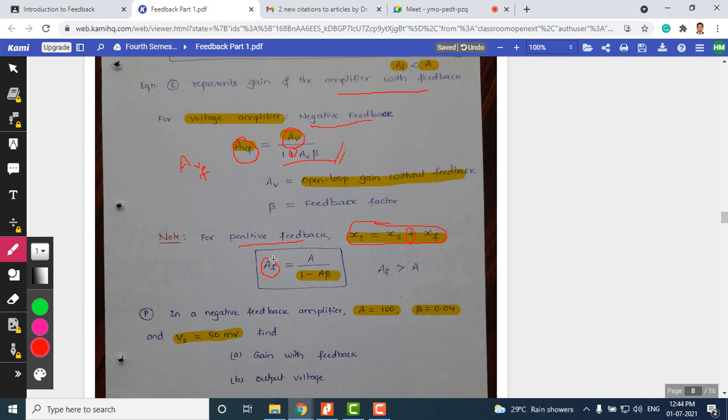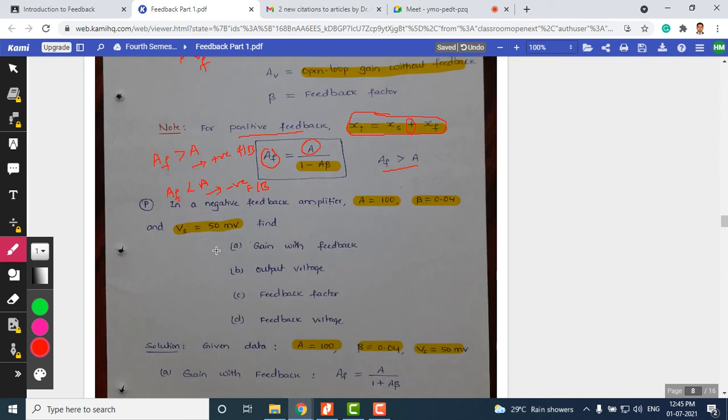Now observe AF and A, you can compare them. Since the denominator value is going to be very small, AF is going to be larger than A. So, for positive feedback AF is greater than A, where AF is the gain with feedback and A is the gain without feedback. But for negative feedback AF will be less than A. You should know which one is larger and which one is smaller. With that we will move on to a problem exercise.